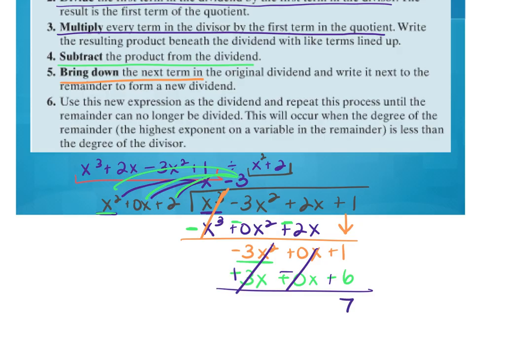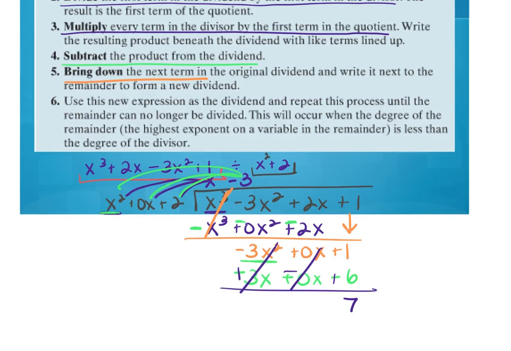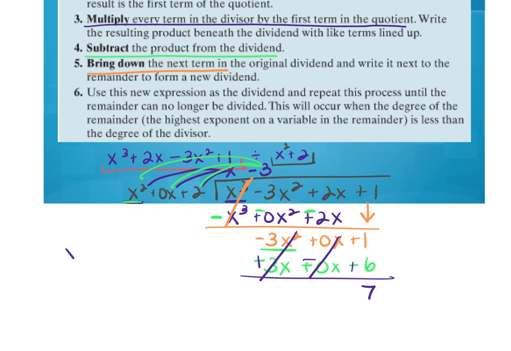Then it says use this new expression as the dividend and repeat the process. We did that. And then we express our answer as the quotient, which is what's at the top, plus the remainder, which is what's at the bottom, over the divisor, which is what we divided by, x squared plus 2.